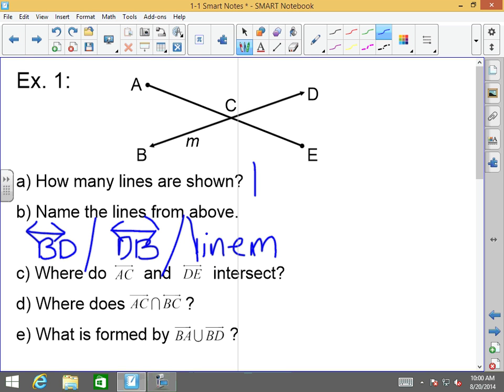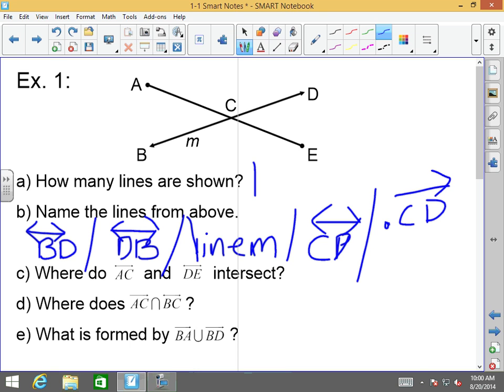CD would be, it depends how you wrote it. I'm glad you caught that, son. You could put like this. If you did this, that's CD a line. But if you did this, that's CD ray. Make sense? So it depends on the symbol, on what you're looking for. Great question. Could be the same for CB as well. Absolutely.